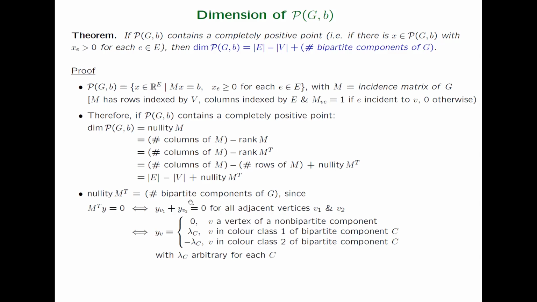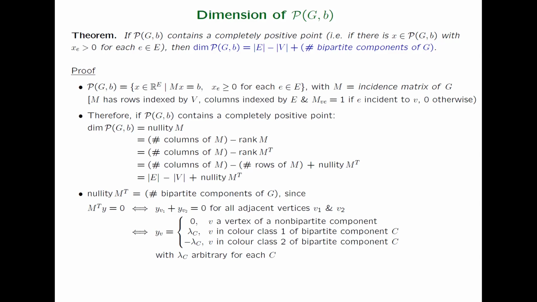So the only remaining task is to show that this nullity here is going to give us this last term, the number of bipartite components. That's very easily done using a simple argument: if the transpose of M multiplied by some vector y is 0, that basically means we've got the sum of the entries of y over adjacent vertices being 0.